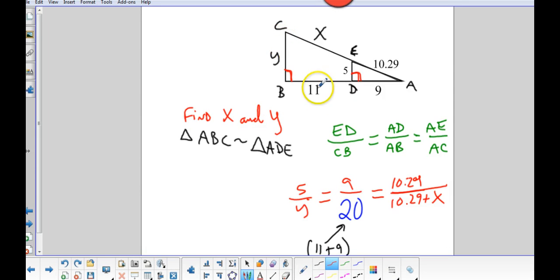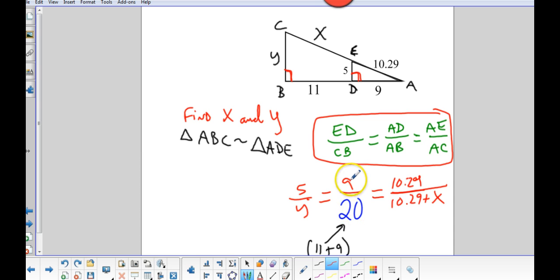And so I set up this similarity corresponding congruence here. So ED, which is the left side of the small triangle, corresponds with CB, the left side of the big triangle. And this is the part that you must pay attention to. AD is the bottom side of the small triangle. The bottom side of the large triangle is not 11. It is AB, this whole thing. So we must add those together, and notice it is 20, not 11.